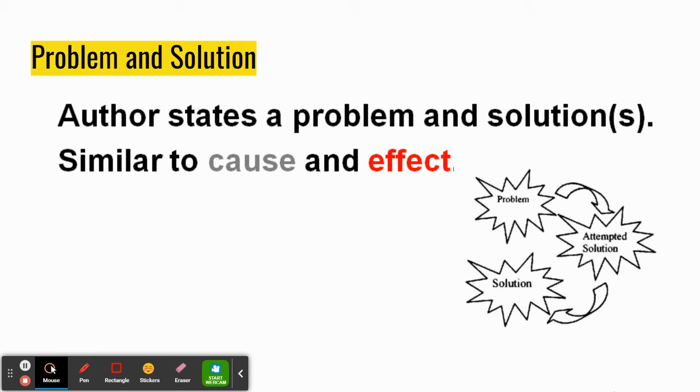And the graphic organizer we're going to use for this one is right here. This will help us summarize. And again, we would just look for the problem. There may be a solution that the author gives you that didn't work, and then they'll give you a different solution. Sometimes it's just a problem and a solution. Sometimes it's two solutions.